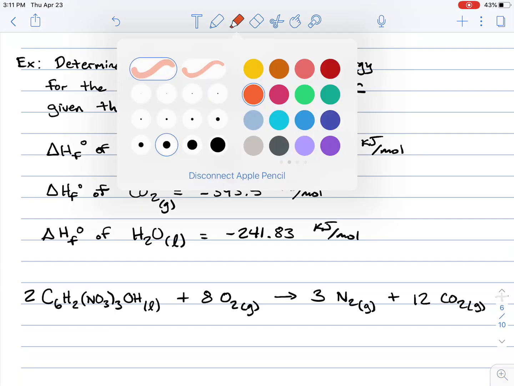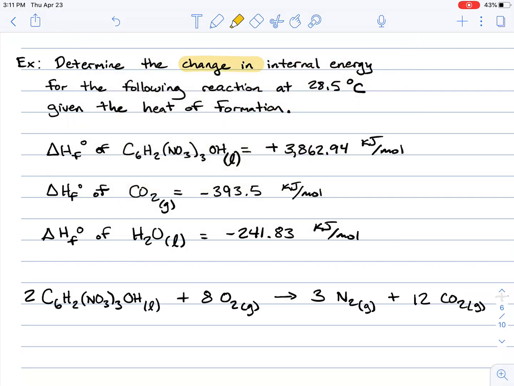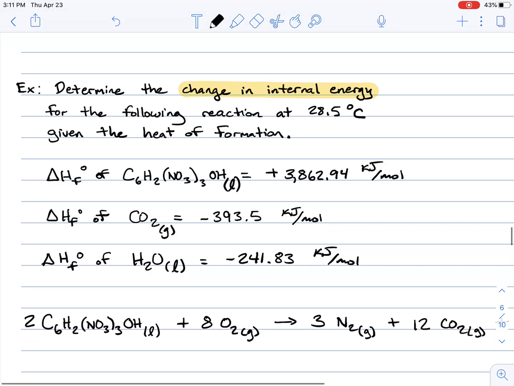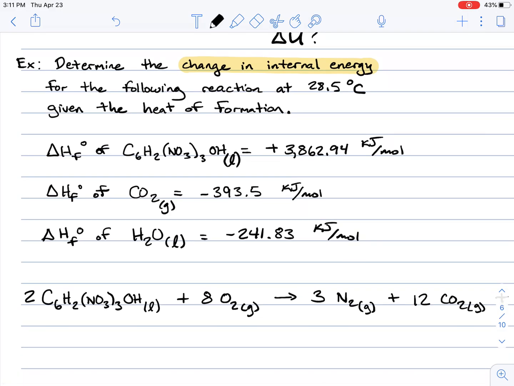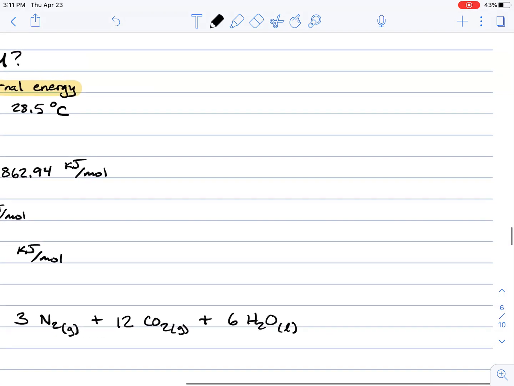And so overall, we want to determine the change in internal energy. So we're still looking for delta U. Now, instead of the problem giving us the actual enthalpy value for the reaction, it gave us the heat of formation. And so just to quickly review, heat of formation represents how much energy was required or released when 1 mole of that substance was formed.